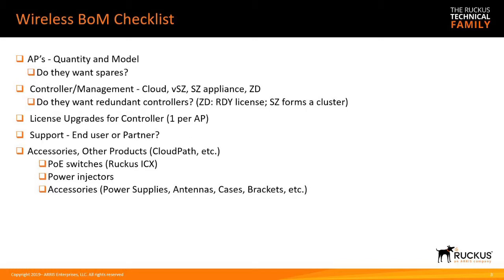You don't need to buy AP licenses. All you need to buy is the AP and then the cloud subscription in 1, 3, or 5 years to go with that. We worry about setting up the servers, and the support is included with that subscription. So very, very simple. Now, accessories still apply. Do you need PoE switches? Do you need power injectors? Do you need any other accessories? Those apply, but as far as the controller and the support, those are integrated into the cloud subscription.